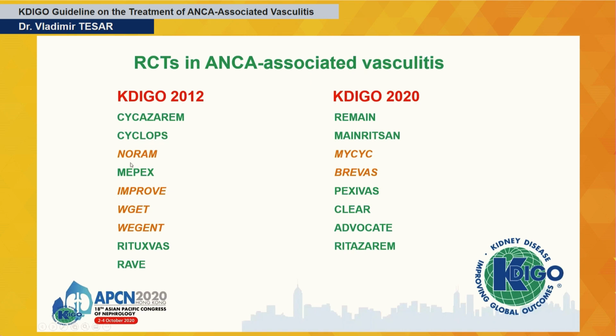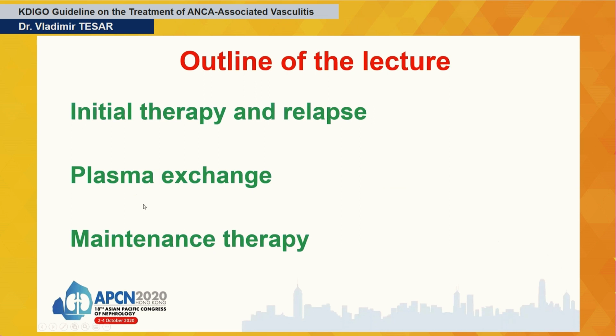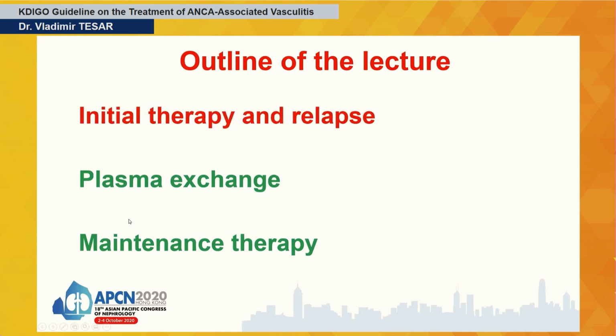I will not discuss all of the studies. Those studies in orange are either not so important or do not refer to patients with renal involvement. But I will shortly mention most of the studies, and we will concentrate on three major topics: initial therapy and relapse, plasma exchange, and maintenance therapy.